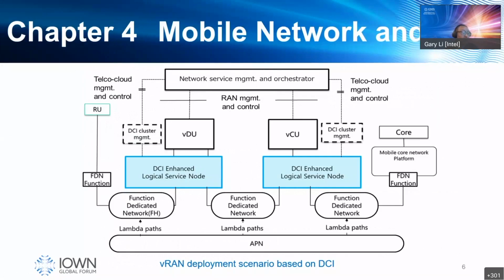The two major architecture proposals by the IOWN Global Forum are the Open APN and also the DCI, which were talked about yesterday and also in today's presentation. So in the mobile network chapter, we try to apply these new concepts to the mobile access network. In this diagram, we apply the DCI and also APN to one of the potential virtual RAN deployment scenarios, as shown here.